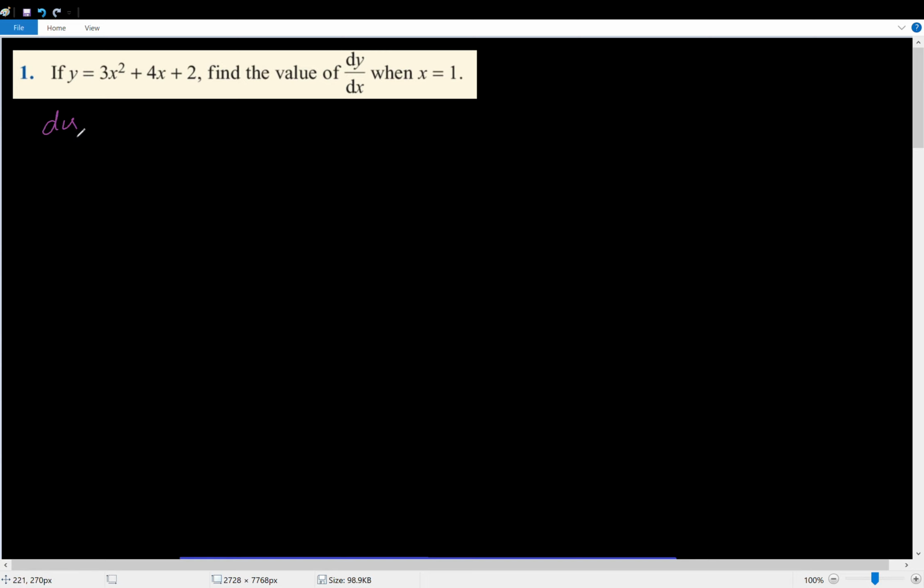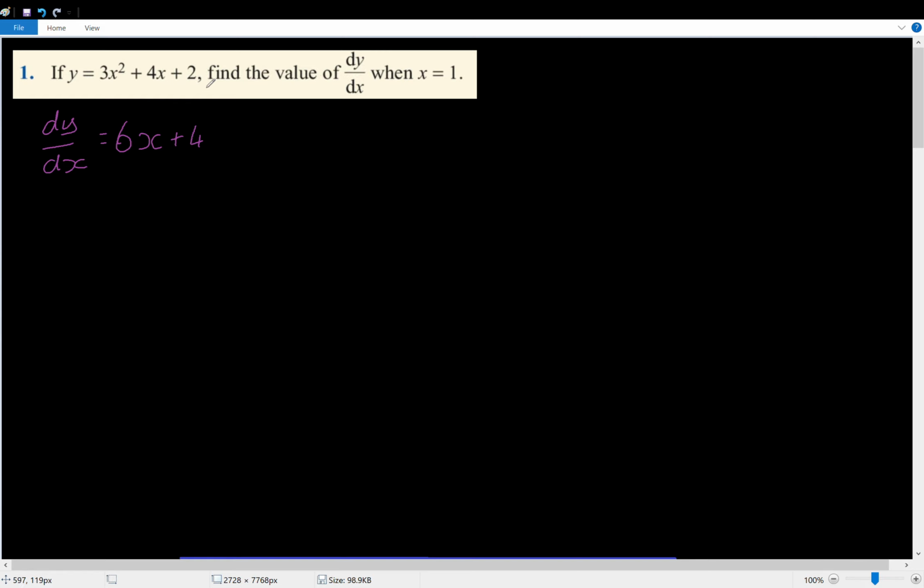So dy/dx is going to be equal to, and we're going to differentiate this expression one term at a time. So 3x squared, we multiply the power by the coefficient, and we get 6. Now we reduce the power on x down by 1, so we get x to the 1. And do the same thing with 4x. So it's 1 times 4, which is 4, and we reduce the power on x down by 1, so we get x to the power of 0, which is just 1.